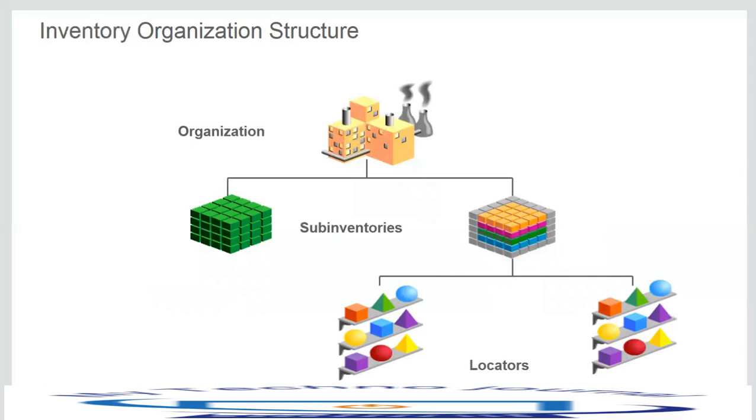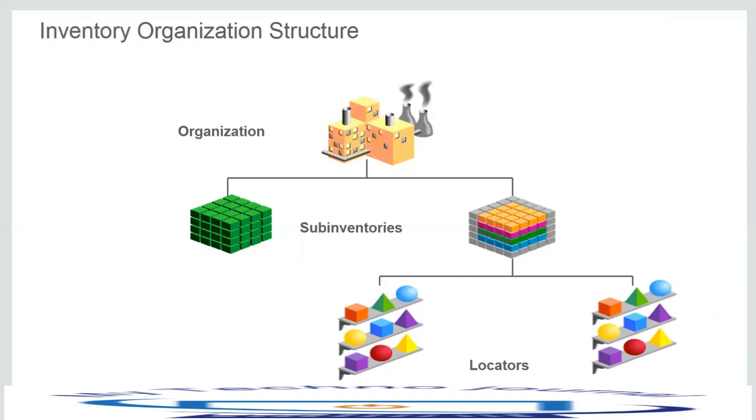This diagram depicts an inventory organization where you can store and transact items, which would consist of sub-inventories and optional locators. So what is a sub-inventory? An inventory organization can have one or more sub-inventories. Sub-inventories are unique, physical or logical separations of material inventory.